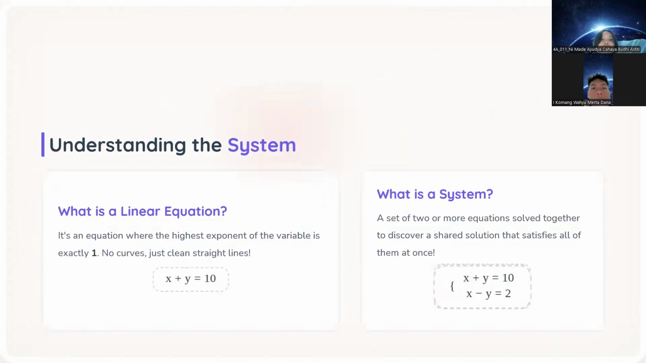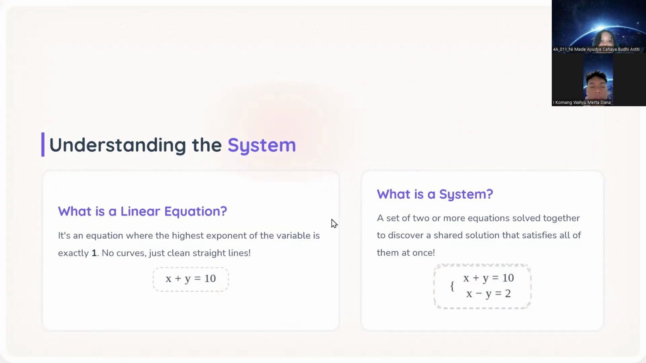So the first is understanding linear equation system. First, what is a linear equation? A linear equation is an equation in which the highest power of the variable is 1. For example, x plus y equals 10. This is a linear equation because both variables have exponent 1. And a linear equation system is a set of two or more linear equations that are solved together.